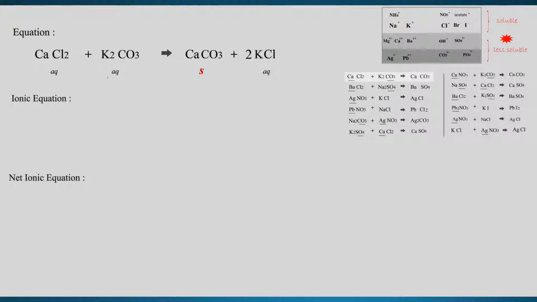I select one equation from earlier: calcium chloride plus K2CO3, and you form precipitation, calcium carbonate and 2KCl. The equation is balanced. Now let's put it into the ionic equation form. Remember the rule, all aqueous break it up into the separate ion form. Solid do not separate.